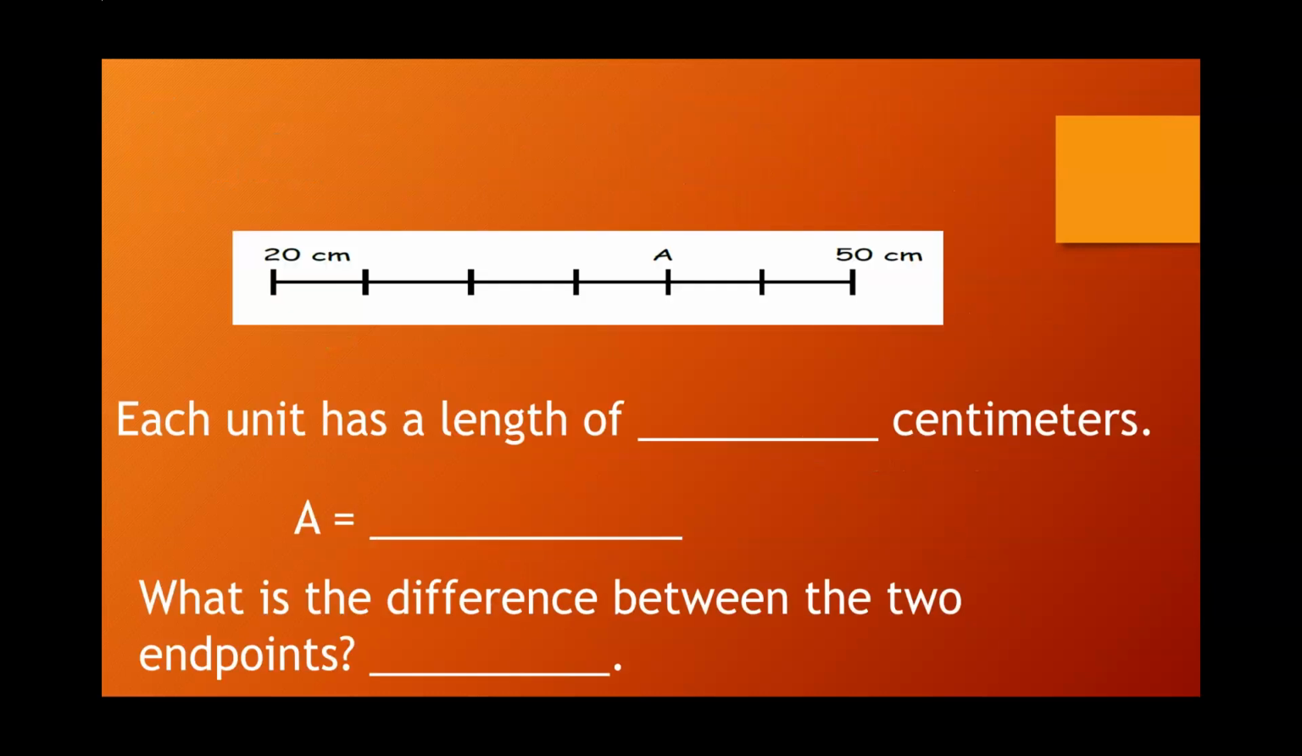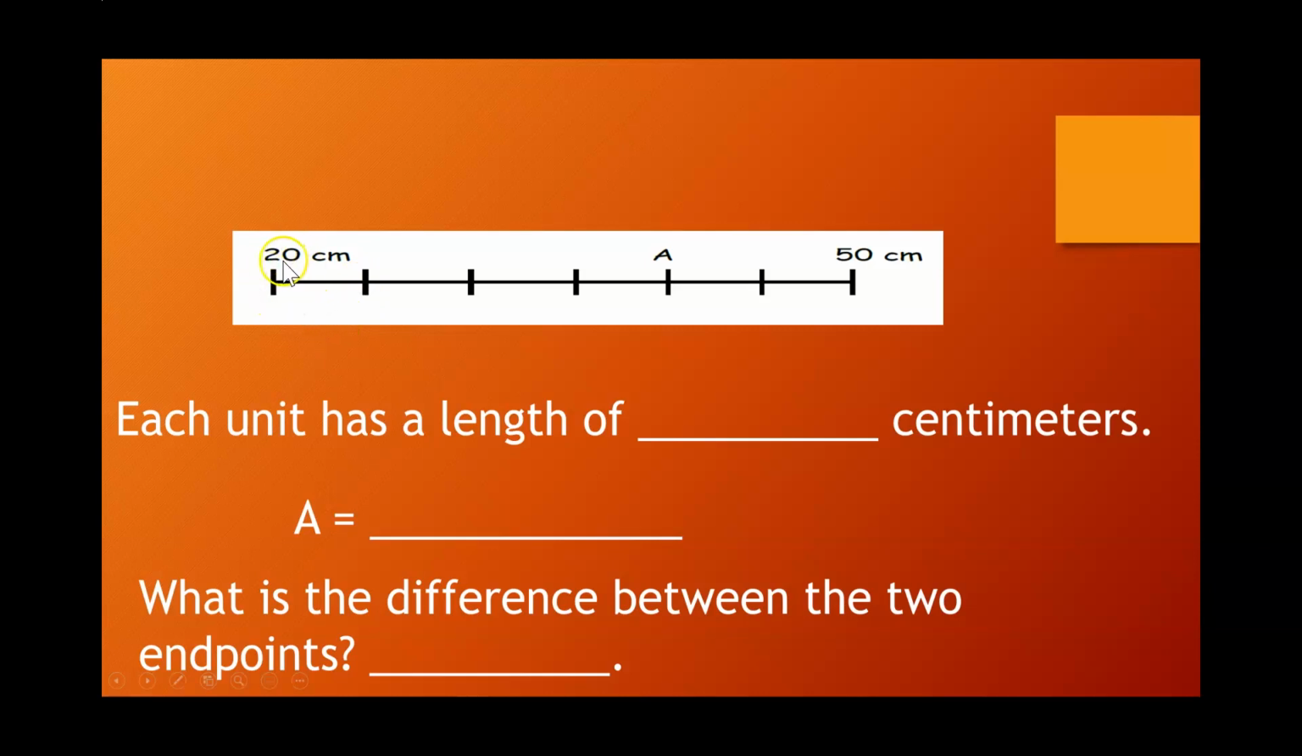Great job. Okay, we have a timeline here, and our timeline has centimeters on it, and we need to figure out how much each of these notches in between is worth. So our first one is 20 and our last one is 50. So we could count by ones, we could count by fives, we could count by tens to figure out if each notch is worth 1, if it's worth 5, or if it's worth 10. So let's experiment here.